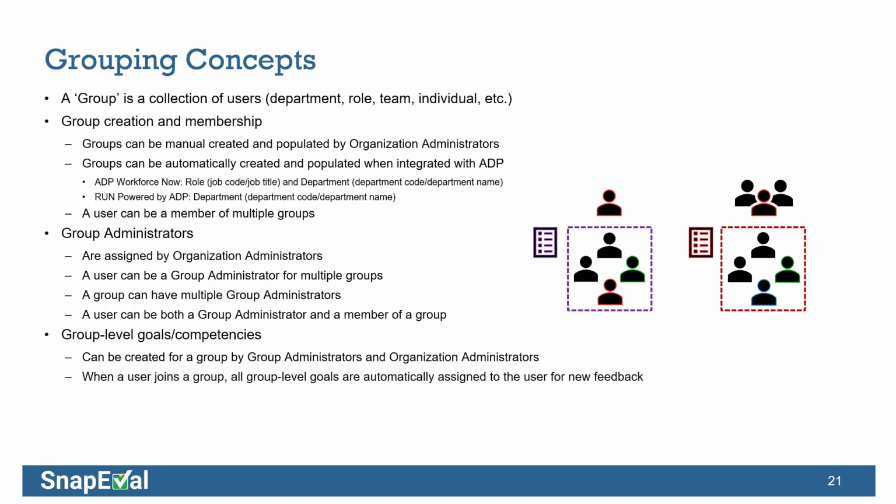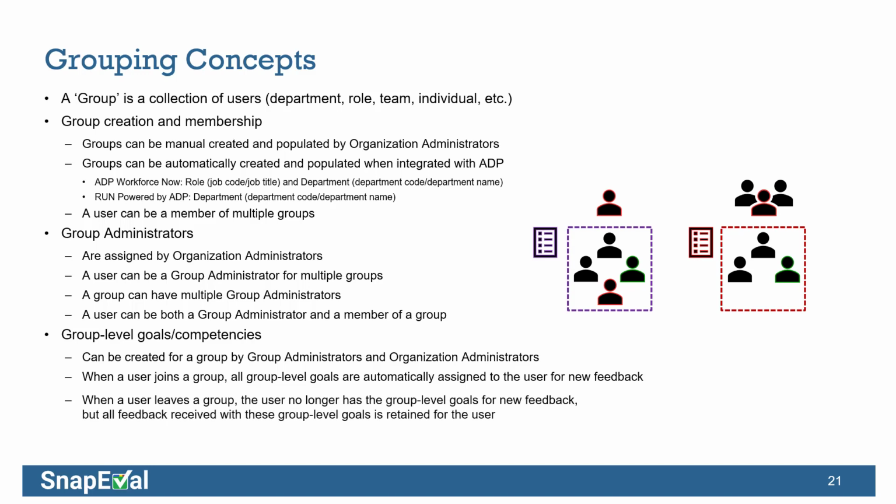When a user joins a group, all the group level goals are automatically assigned to that new user for feedback. So like you see with the blue person here that just was added to the group that's outlined by the red box, this person now automatically has the particular job competencies or department goals or whatever it is available when you give that person feedback. So essentially you can automatically inherit or be assigned, if you will, any of the goals that are associated with the group or groups that you are a member of.